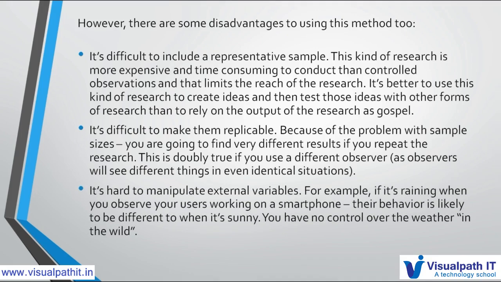Next, it's hard to manipulate external variables. For example, if it's raining when you observe your users working on a smartphone, this behavior is likely to be different to when it's sunny. You have no control over the weather in the wild.